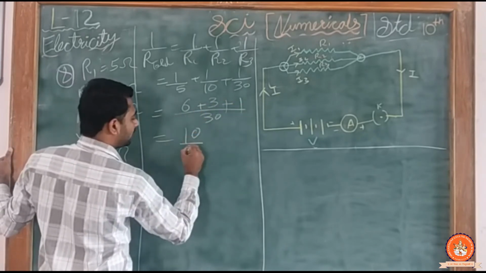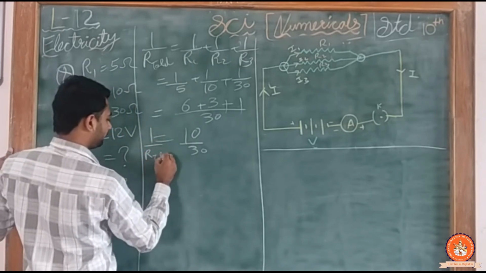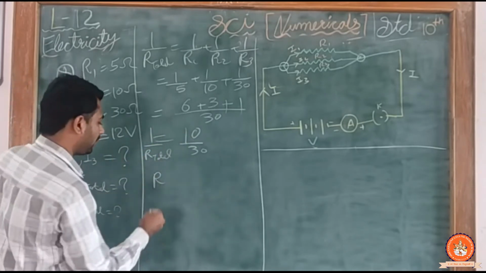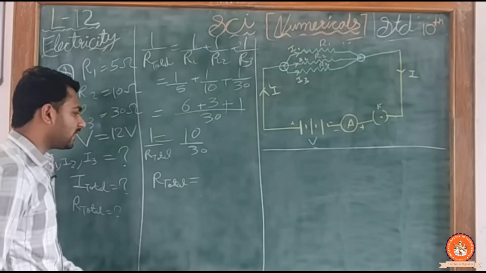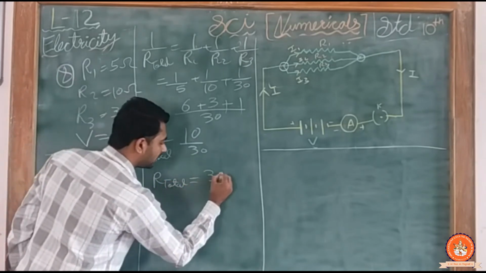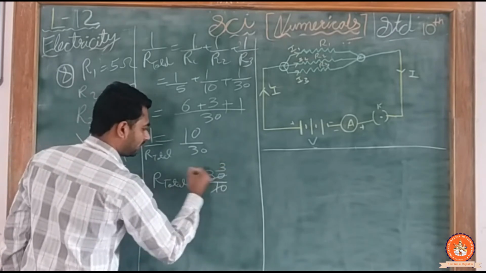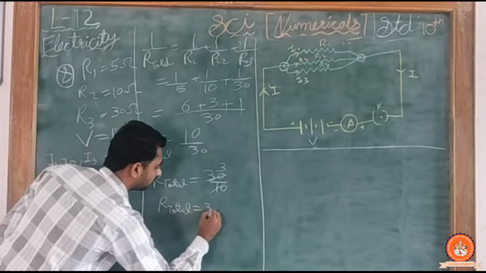Divided by 30. So this is my 1 upon R total. Making it reciprocal, reciprocaling on both sides, that means R total is equal to 30 by 10. Clear? 10 threes are 30, so R total is equal to 3 ohm.